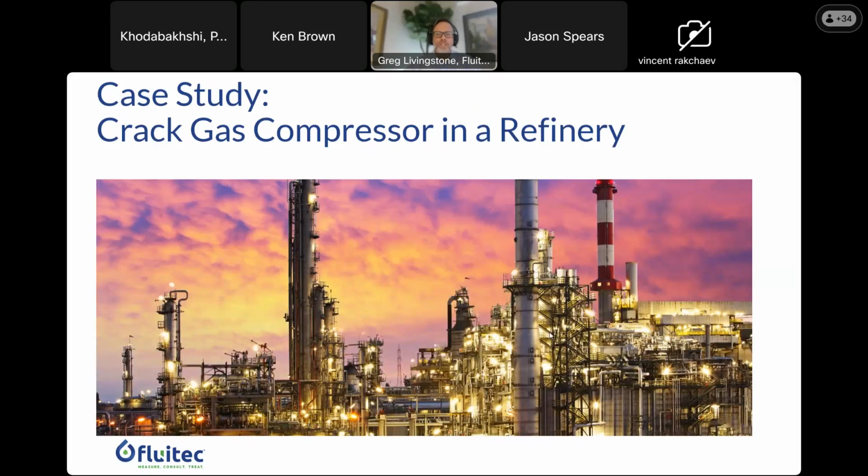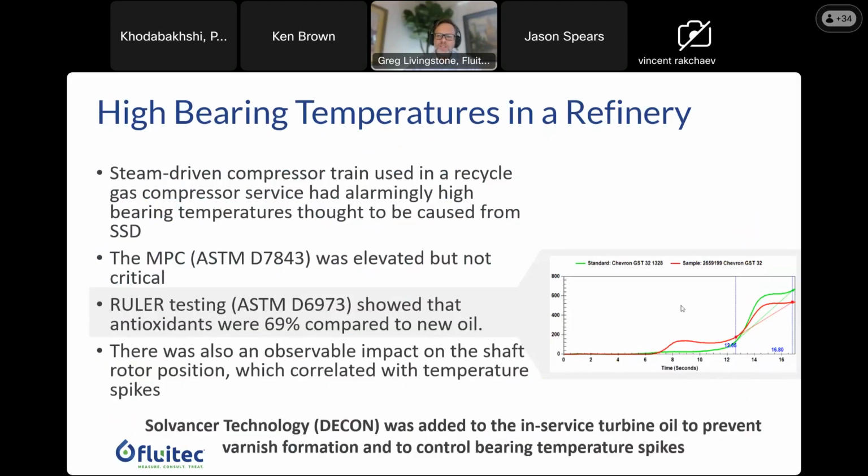So I'll share one case study here where we've been able to use this technology. This was in a cracked gas compressor in a refinery. This was a steam-driven compressor train, used in a recycled gas compressor train that had very, very high temperatures. So the first thing, of course, is that we looked at the MPC.